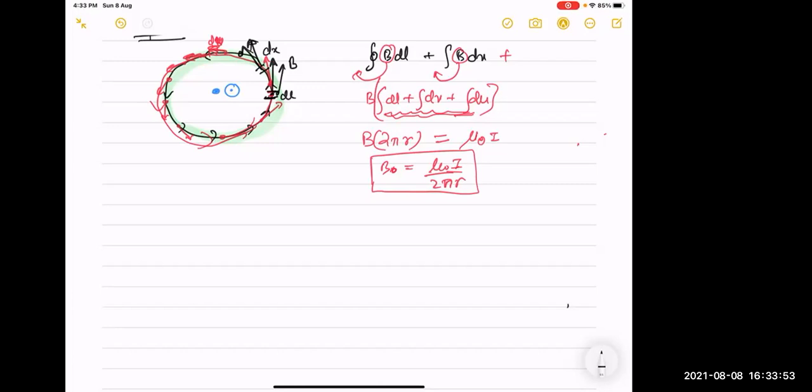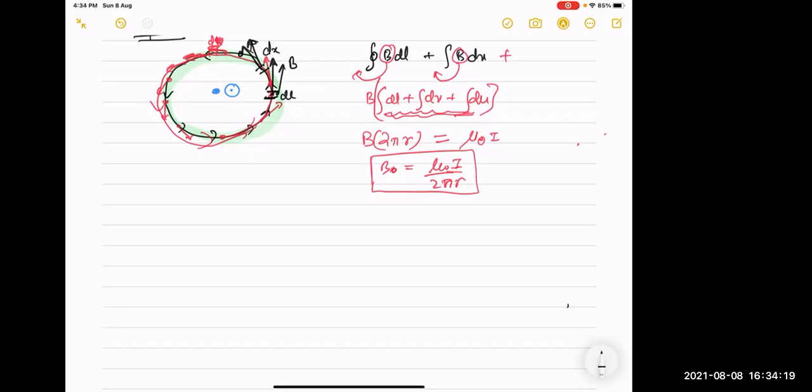Everyone got that it is 0.4 Tesla? Yes or no? Yes, sir. Anushka, Aditi? Yes, sir. Okay.